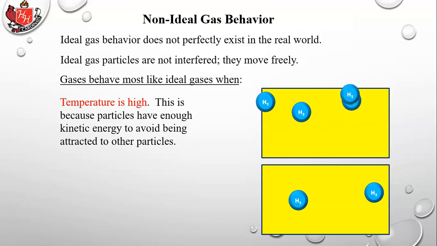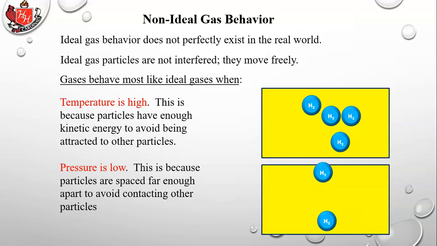On the other hand, with this one on the bottom, those gas particles don't have very high temperature. However, they have low pressure. You notice there's not as many gas particles in that container. So pressure is low. This is because the particles are spaced far enough apart to avoid contacting other particles, so they tend to not get in each other's way. So the two things that lead to more ideal gas characteristics are high temperature and low pressure.